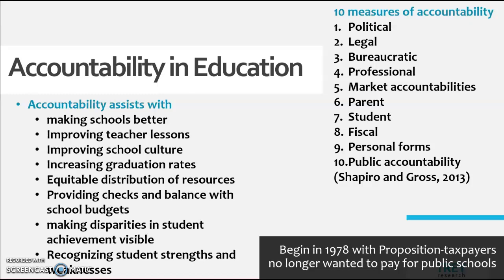distribution of resources, providing a checks and balances system within school budgets, making disparities in student achievement visible to all, and recognizing student strengths and weaknesses. Shapiro and Gross, 2013.